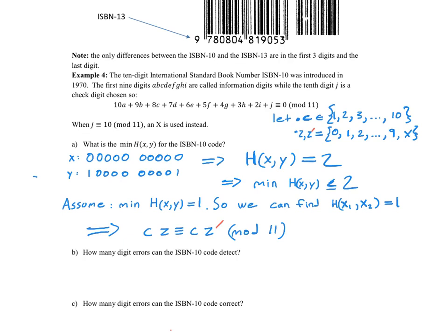And again, the cancellation law will apply because, kindly enough, 11 is a prime number and c ranges from 1 to 10. So all of those numbers have inverses in mod 11 and they can all be canceled out. So we get that z is congruent to z prime. But when z is congruent to z prime, it means that all the symbols in the code word x1 and the code word x2 are exactly the same.